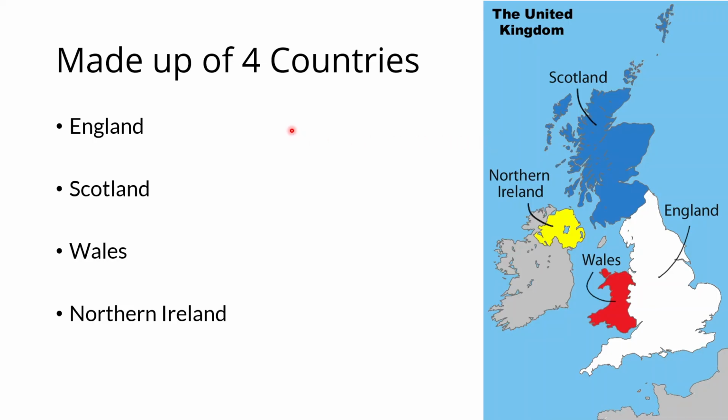The first thing you should know is that it's made up of 4 different countries. So the UK is one big country that's made up of England, Scotland, Wales and Northern Ireland, which are all individual countries themselves. So you can think of it as a country within a larger country. So we have England here, we have Wales, and to the north we have Scotland and then Northern Ireland.